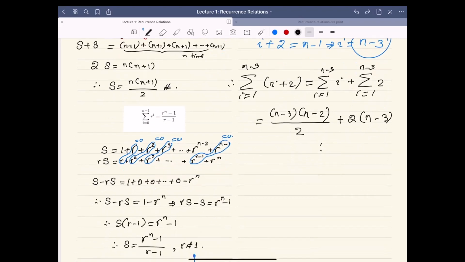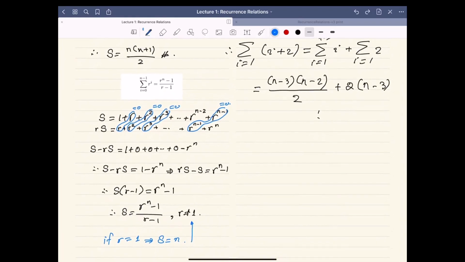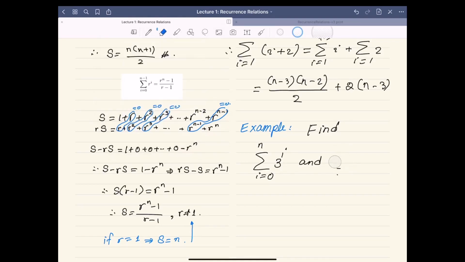Similarly, for the geometric sequence, let's consider the following example too. As an example, find the following two summations. The first summation, i goes from 0 up to n for 3 raised to power i, and the second one, the summation does not start from 0, but it starts from 1 up to n, 3 to the i.